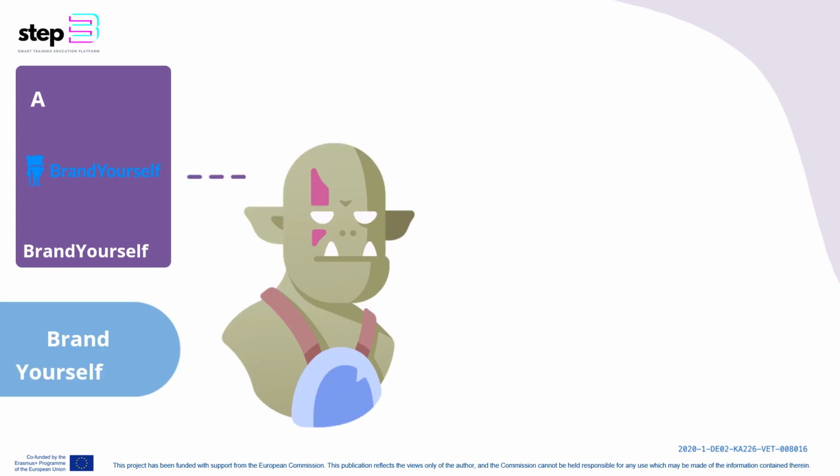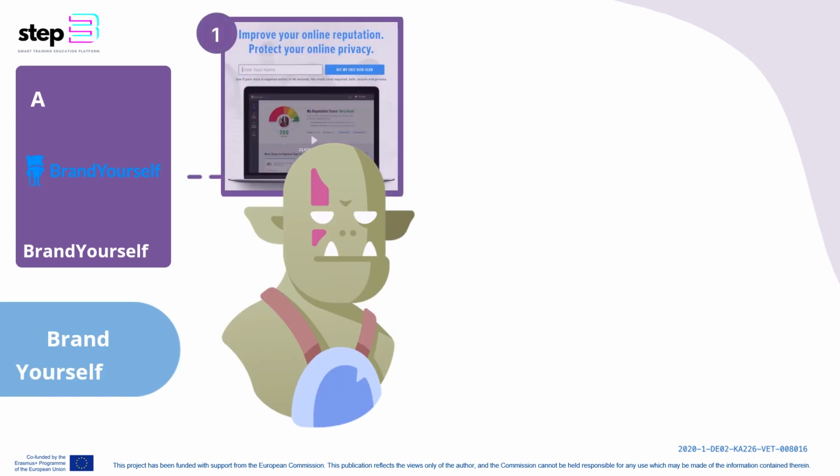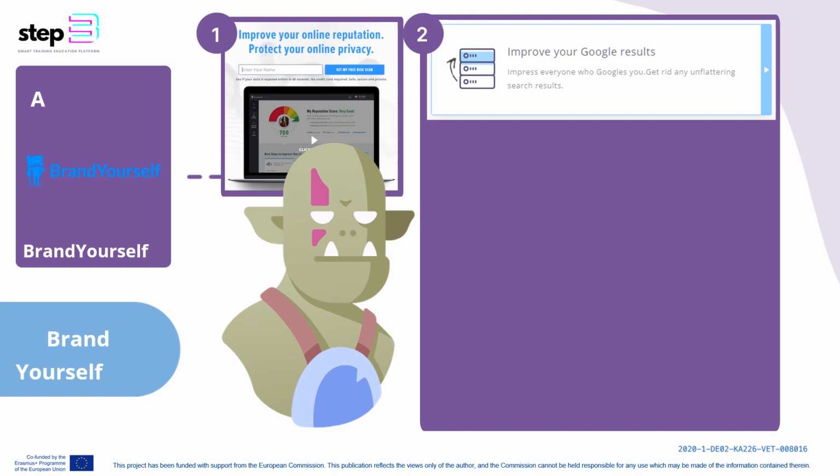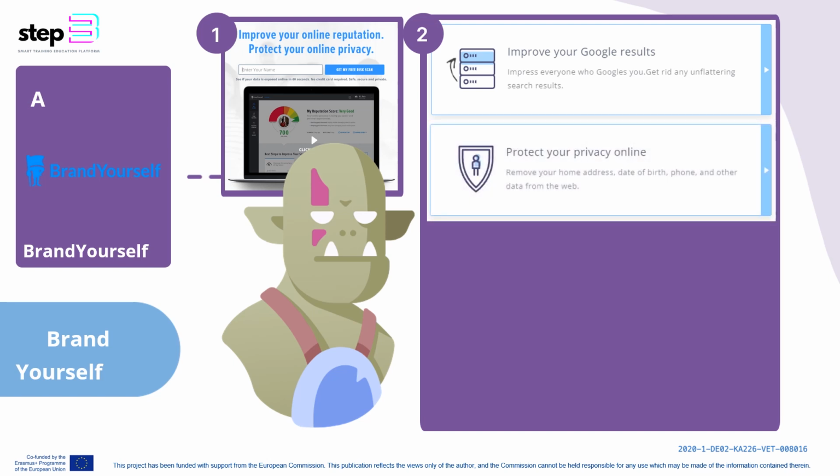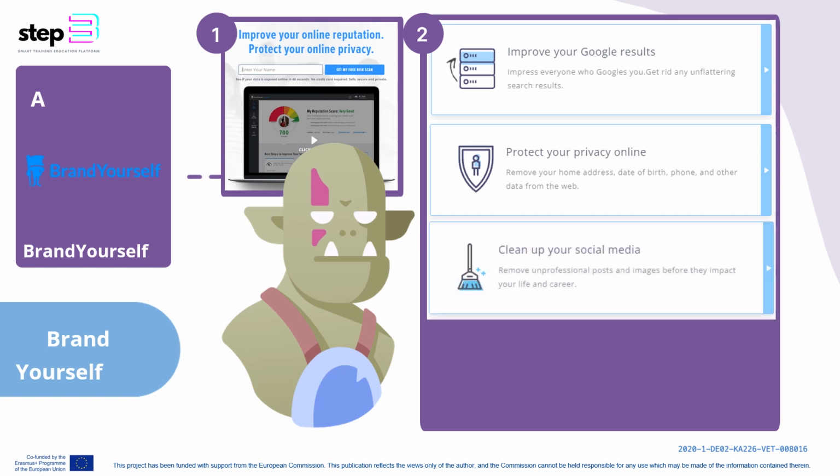Essentially, Brand Yourself allows students and teachers to monitor their online reputation by alerting them when there are changes to their search results. For example, if a negative article review about a student or an educator is published online, the platform will notify them so they can take action to address it.